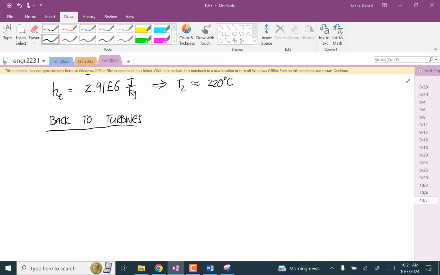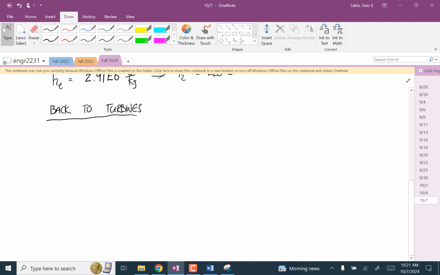So let's say we have steam at steady state. This is an example problem, with a mass flow rate of 1.2 kilograms per second.